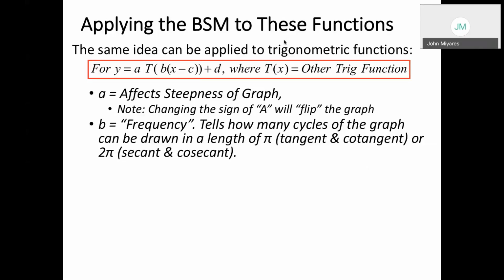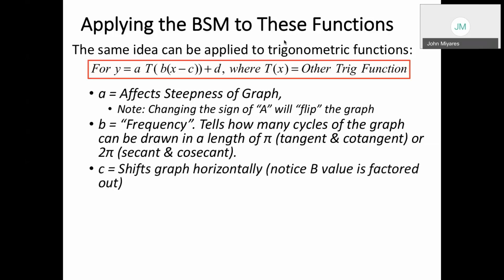The C value, just like with the other graphs, facilitates a horizontal shift or a left-right shift. And the amount of that shift can be determined properly so long as the B value is factored out. If you see a problem where the B value is not factored out, then you should factor out the B value first so you can determine the magnitude of that horizontal shift.